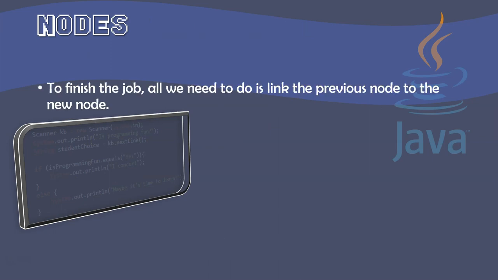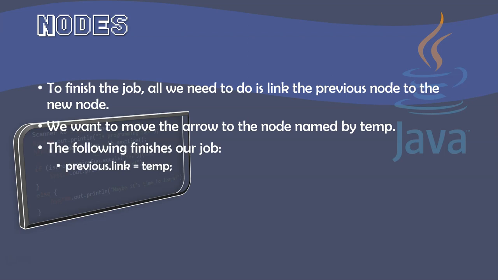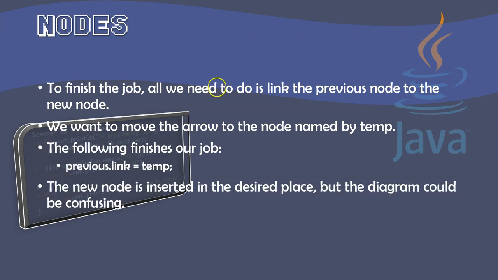Now with those nodes, obviously that's one thing, but we just need to update that link, right? We've got to go from the previous node to the new node, and we're going to do that by moving the arrow to that node named temp, which of course is going to finish our job. So we have previous.link equals temp. This new node is then inserted into the desired place.